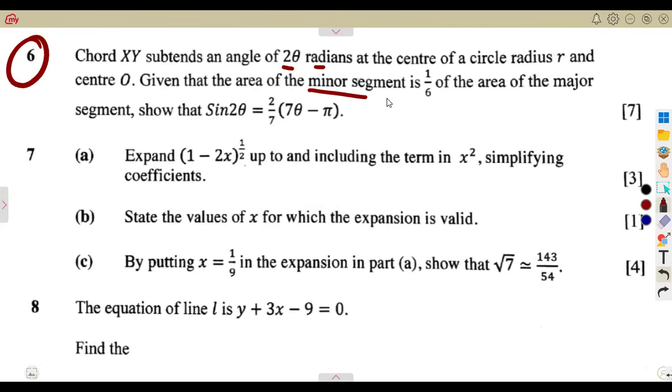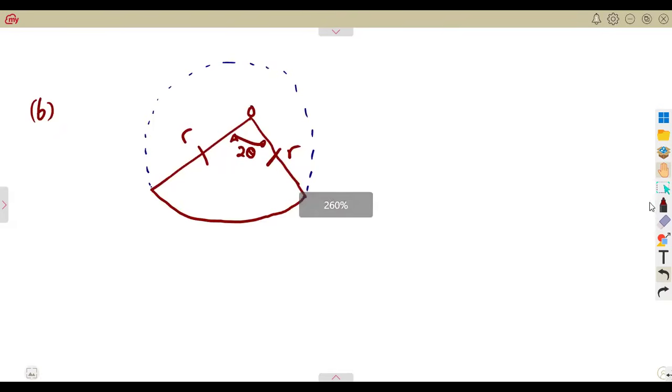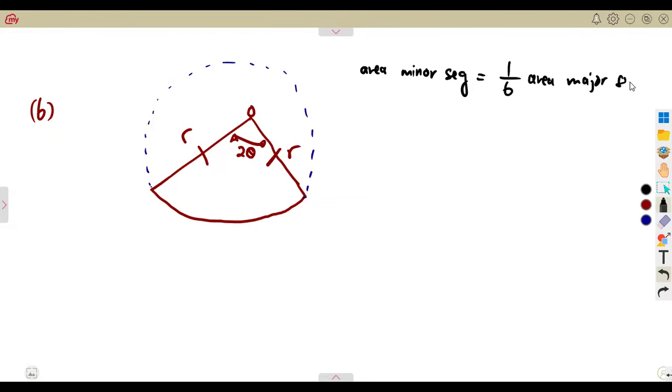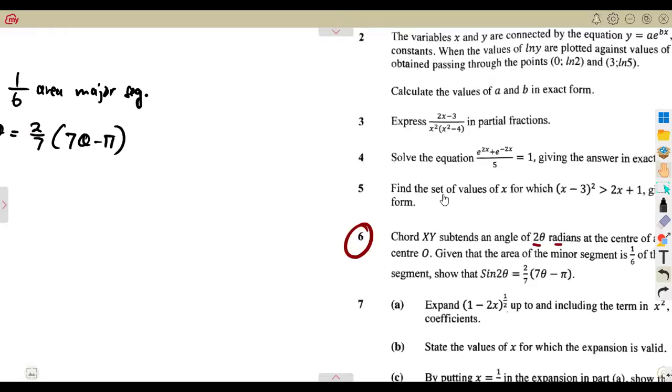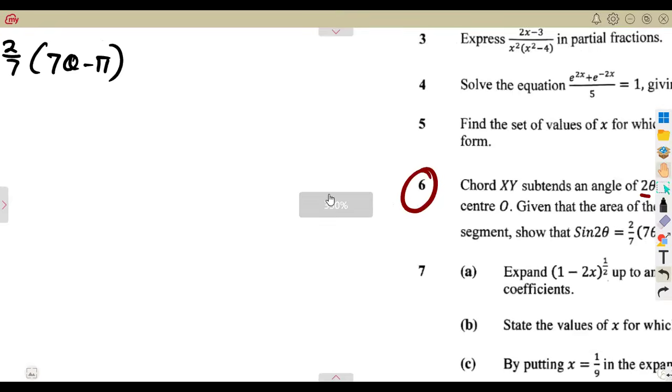Given that the area of the minor segment is 1/6 of the area of the major segment, show that... all right, the area of the minor segment is 1/6 of the major segment. Area minor segment is equal to 1/6 area major segment. That is what you're given there. So we are asked from this whole situation to prove that the sine of 2 theta is equal to 2/7 into 7 theta minus pi, for 7 marks. Prove that. This is only what we have.